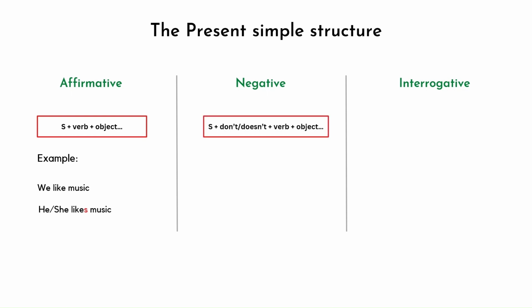In negative form, it is subject plus don't or doesn't plus verb plus object. For example, we don't like music. Don't is the short form of do not. Another example, he or she doesn't like music. Also, doesn't is the short form of does not.